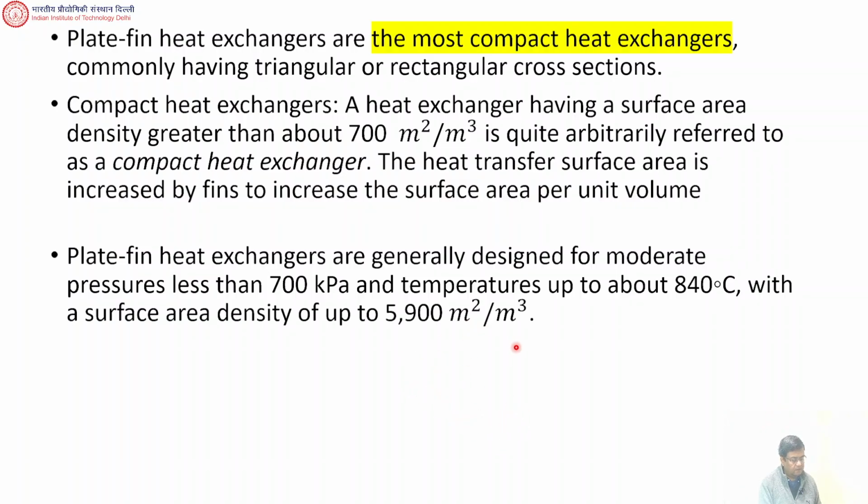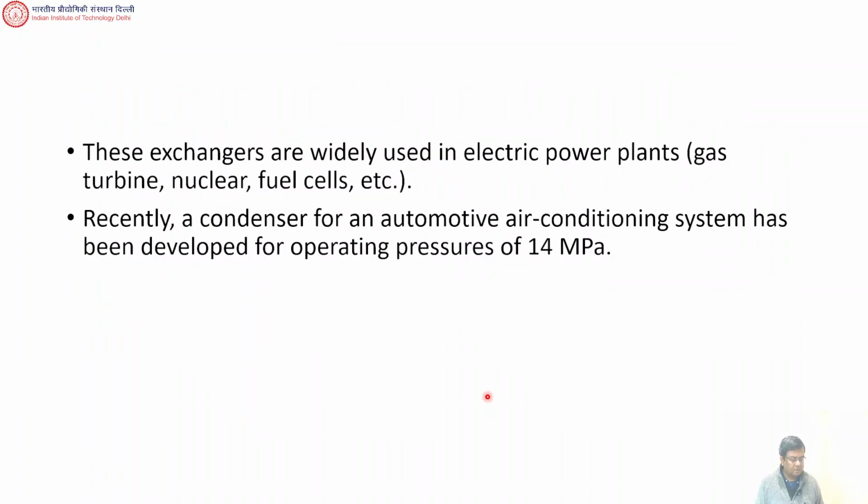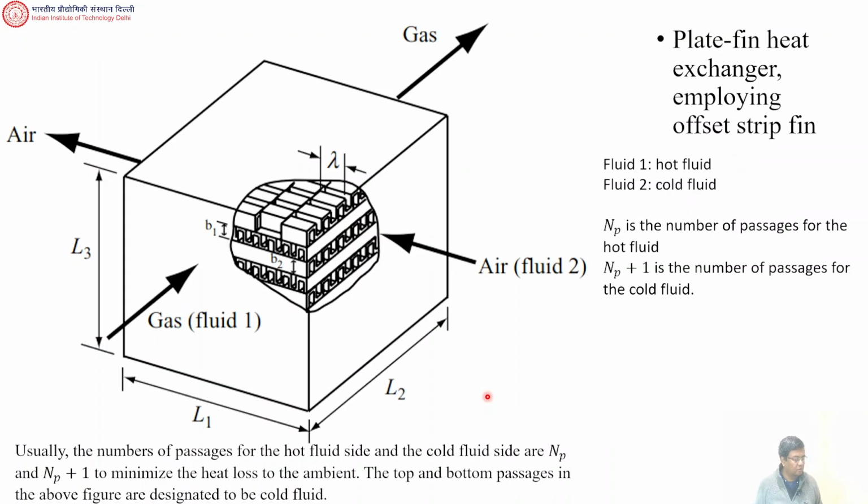And there can be some. This is an example of a heat exchanger where surface area density can be quite high. So this can be a surface area density of 5,900 meters squared per meter cube. Just some example. Okay, where do we use these heat exchangers? These heat exchangers are used in power plants a lot, condensers and automotive systems, right? But how do they look like? They look like this.